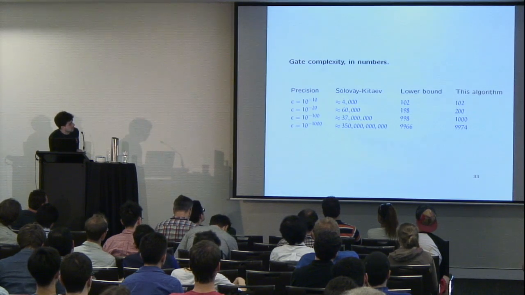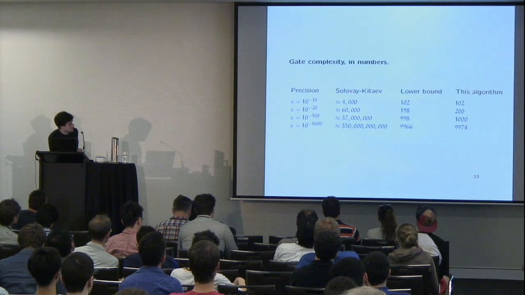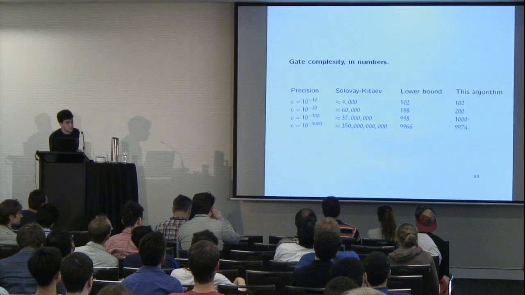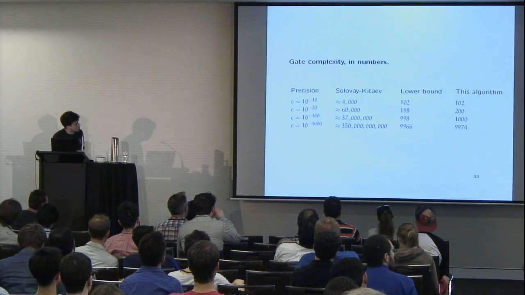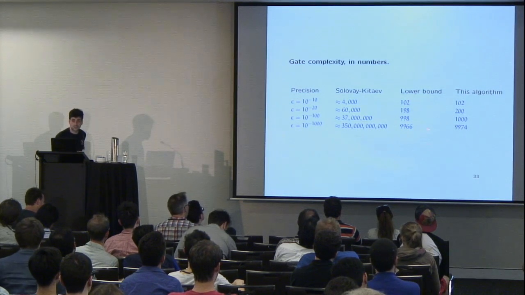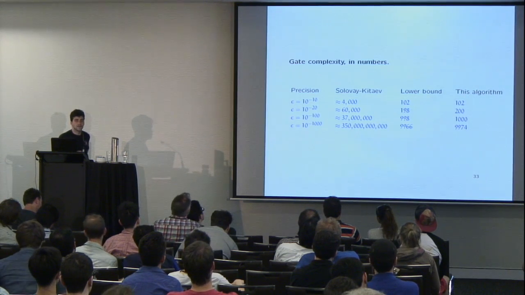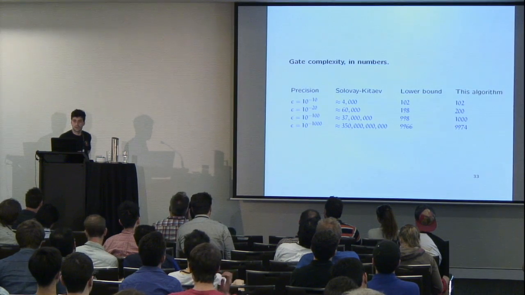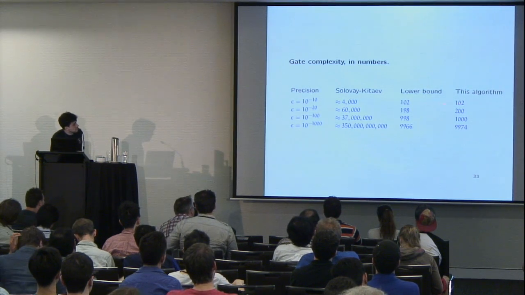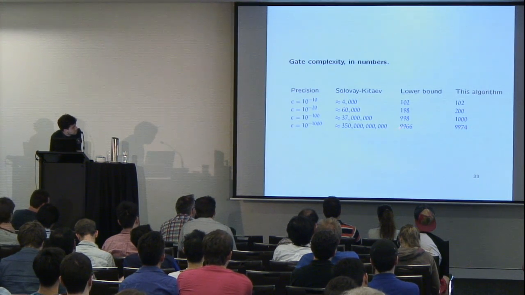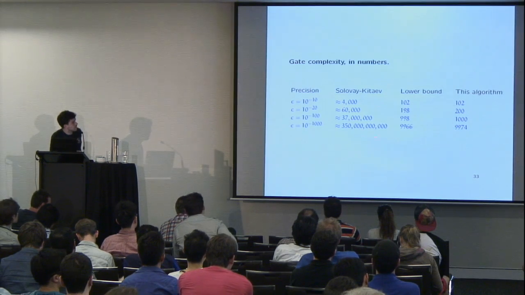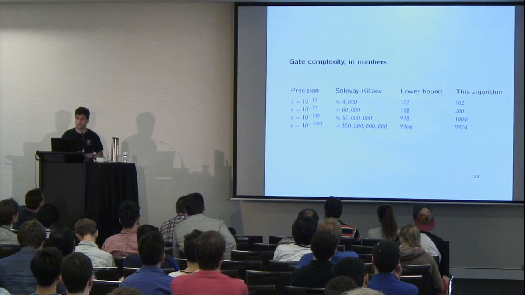So here's some numbers, okay? The first two columns are the ones from the second slide. And then here you have the lower bound and what the algorithm actually found. This was for, I think, angle pi over 128, okay? So you see it hit the lower bound at 10 to the minus 10, but it was 8 away in the case of precision 10 to the minus 1000.